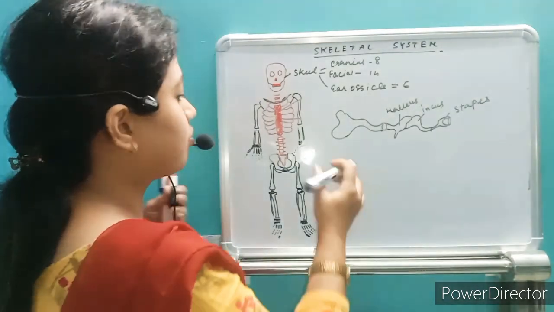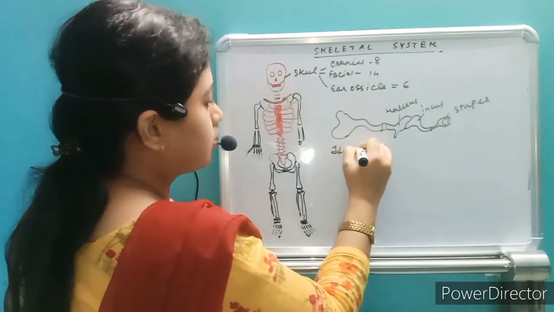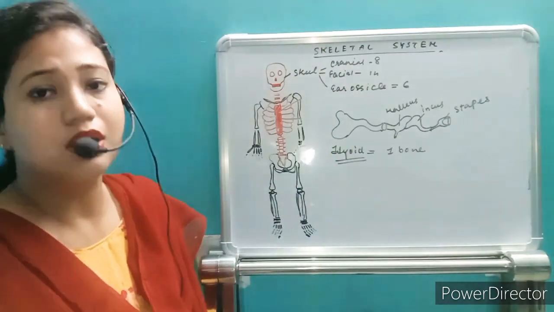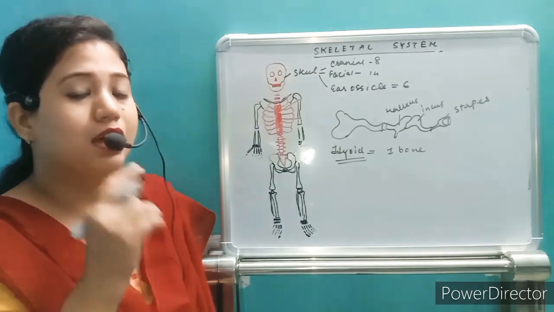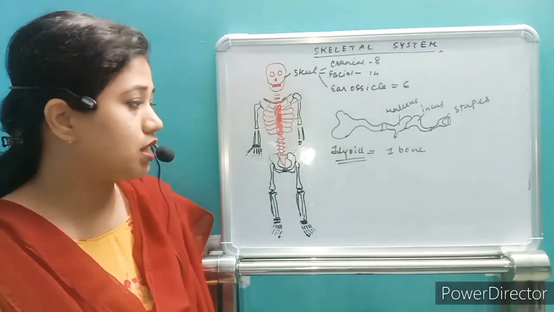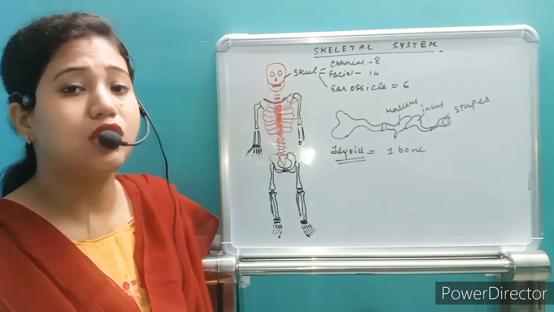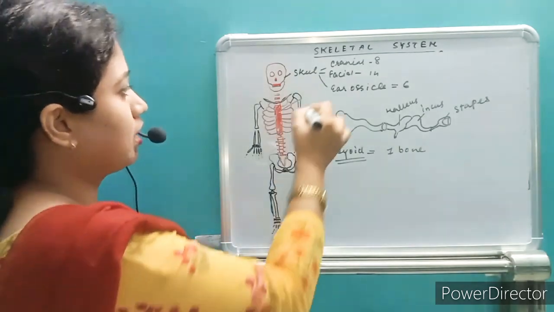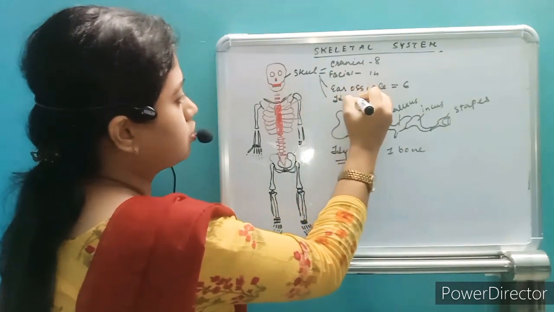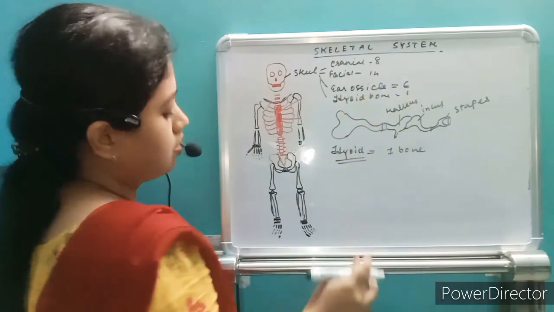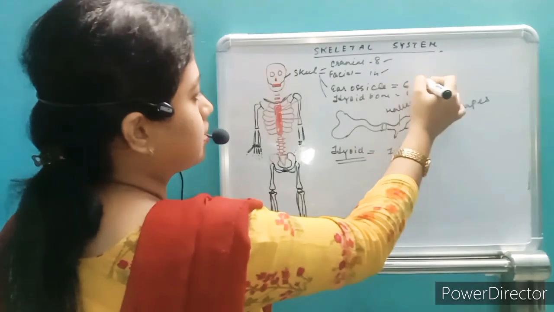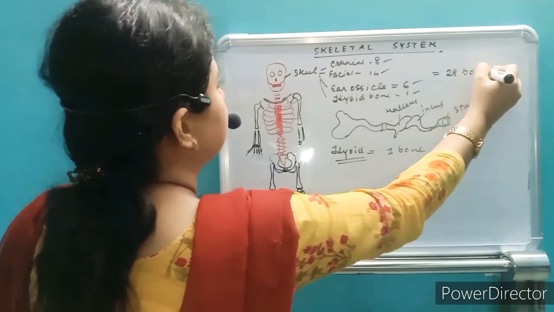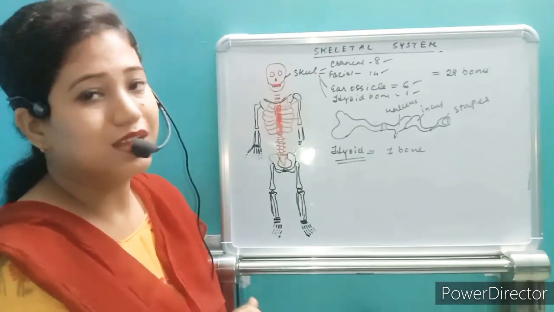Now the last one is about our hyoid bone. So what is happening to the hyoid bone? This is only one single bone which is present at the base of our skull. At the base of the skull, the tongue is attached to one bone that is called the hyoid bone, which is not attached to any other bones. So these are all the bones we have discussed in the skull. So this is one hyoid bone. Okay, so only one. So what is it? 8, 14, 6, 1. In total, we have 29 bones found in the skull.